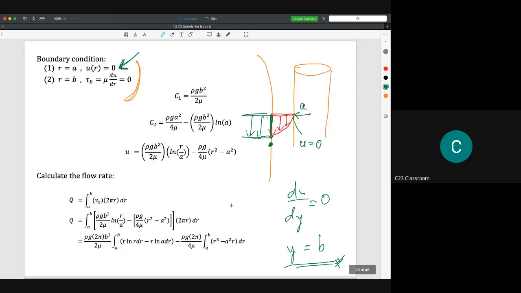So from the diagram, we get r equal to b, and the value of tau equals mu du/dy is equal to 0. Here it is okay for you to write tau equals mu du/dy equals 0, because mu here cannot be 0. So the only possibility to make the shear stress 0 here is by having du/dy equal to 0. So this is the meaning of this term.